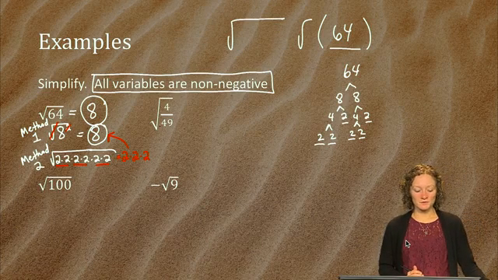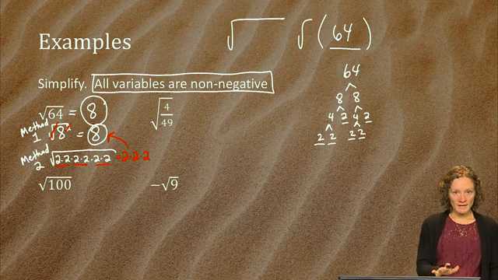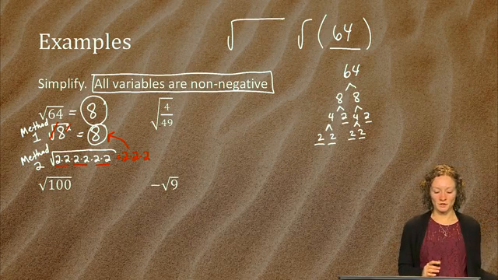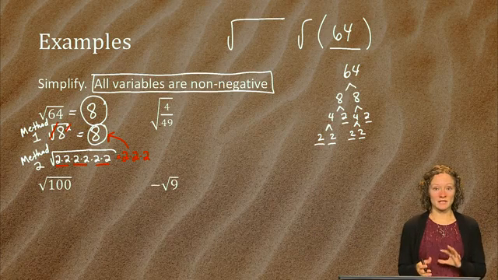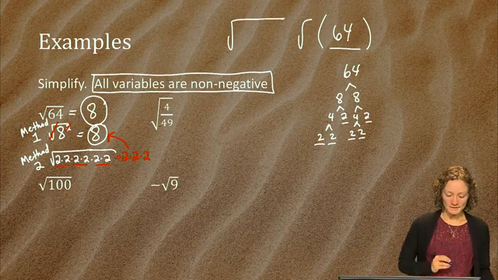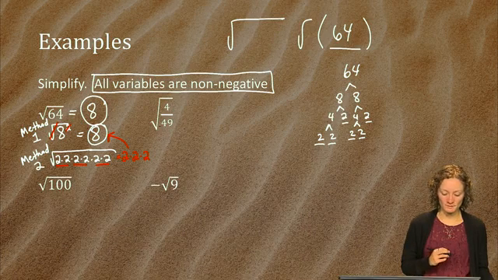There'll be a time and a place for this method. So I know right now it seems cumbersome and pointless when you can type it in the calculator. Maybe you just know it, but when we get to numbers that we don't just know, we'll need a different method. So 8 is our square root of 64.